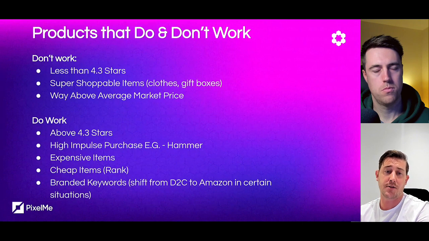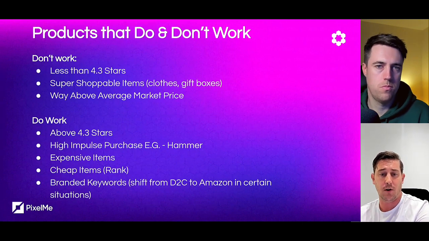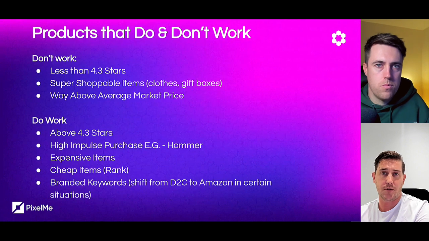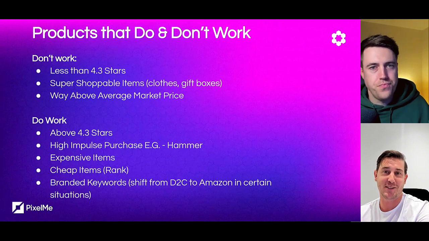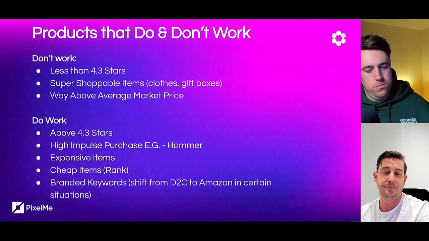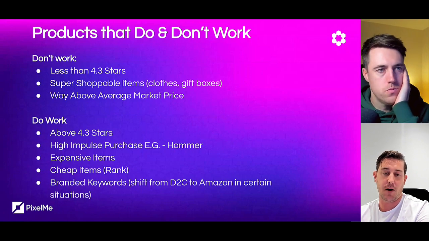What does work is the opposite. 4.3 stars and above work very well. High impulse purchases. It's the opposite of shoppable, right? If you're looking for a hammer, you probably got a job to do. You're not going to spend months shopping for a hammer like you would for a wedding ring, and those convert better. Expensive items are great for profit streams.